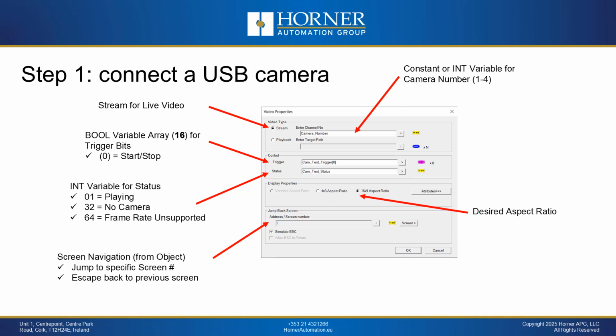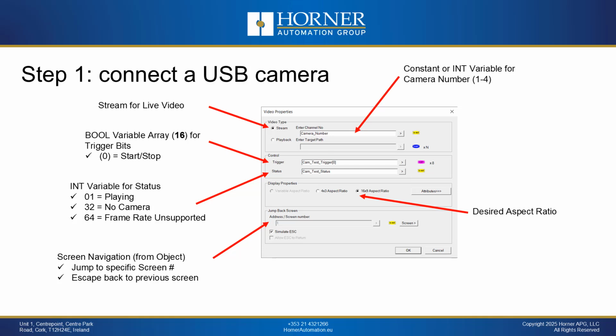Next, the camera channel number must be specified. If only one camera is connected, the value should be set to a constant of 1. For multiple cameras, the value should be set to 1, 2, 3, or 4, depending on the desired camera. A variable can be used to dynamically select the camera number.